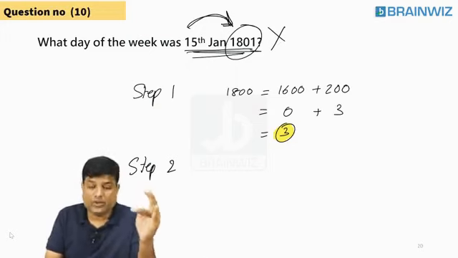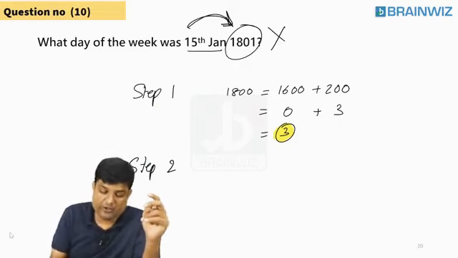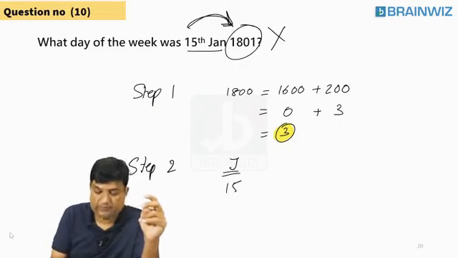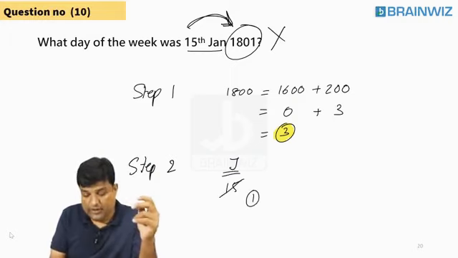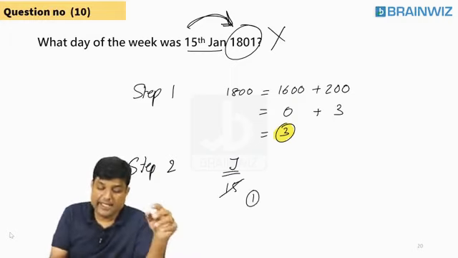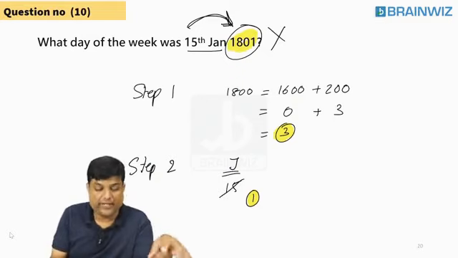At least January is over? No, January is also not over. Just 15 days of January are over. So for 15 days of January, I've got 1 odd day. So students, in this 1801, we found 1 odd day in the month of January.